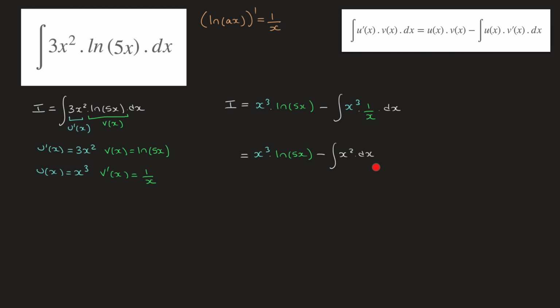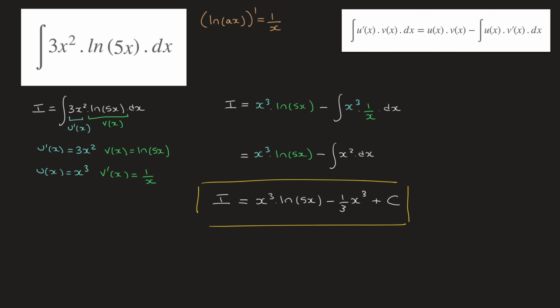Finally, taking care of this integral, we can state that I, the integral we started off with, is equal to x cubed times ln of 5x minus 1/3 of x cubed plus some constant of integration c. And that's the final answer. We've just used integration by parts to find the integral of 3x squared times ln of 5x. And there we go. That's it for this tutorial.